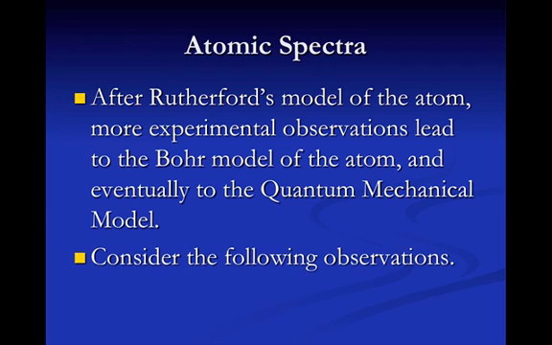After Rutherford's model of the atom, remember Rutherford was the one that discovered the nucleus, so we've explored the Greeks all the way up through Ernest Rutherford. Thomson had discovered the electrons and had the plum pudding model. Rutherford discovered the nucleus, but of course more observations lead to newer models. So let's look at some of those observations.